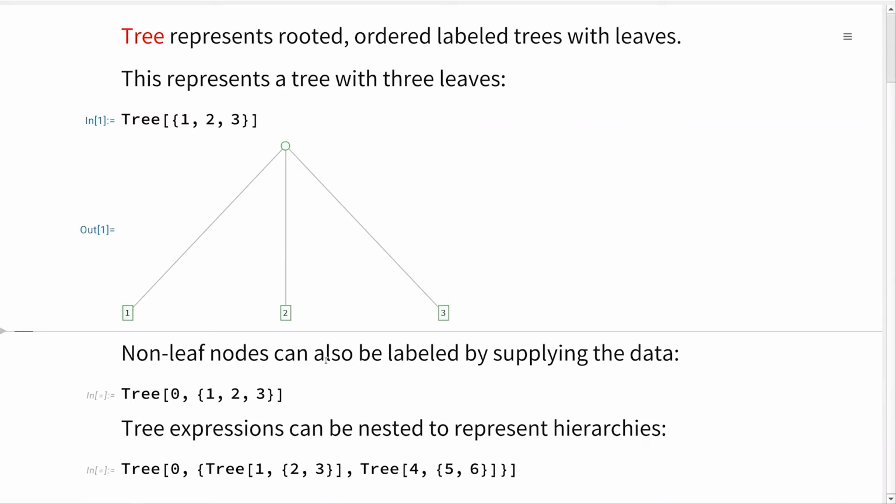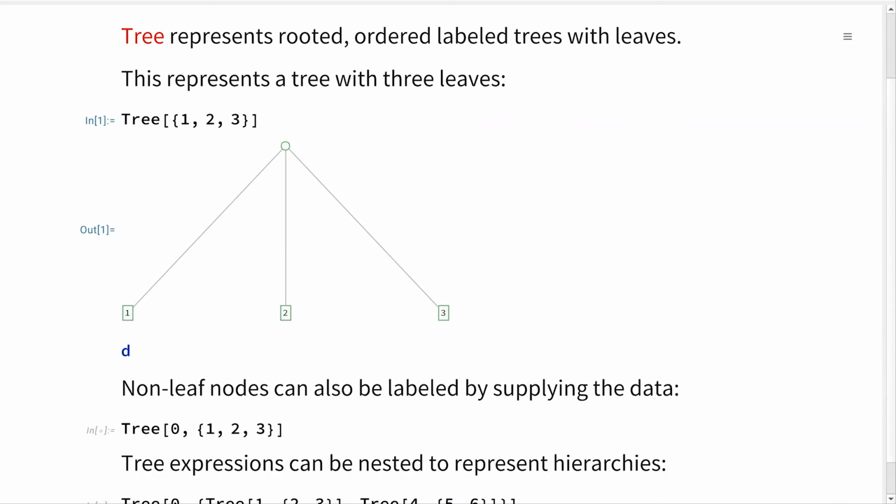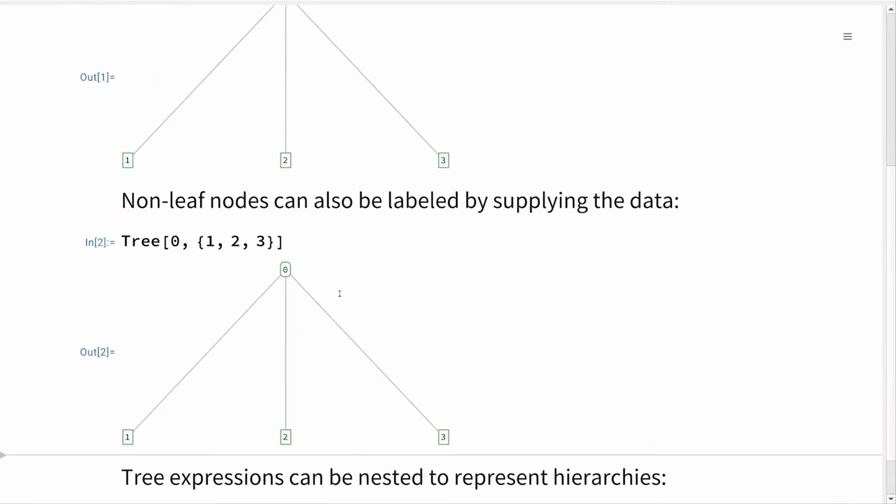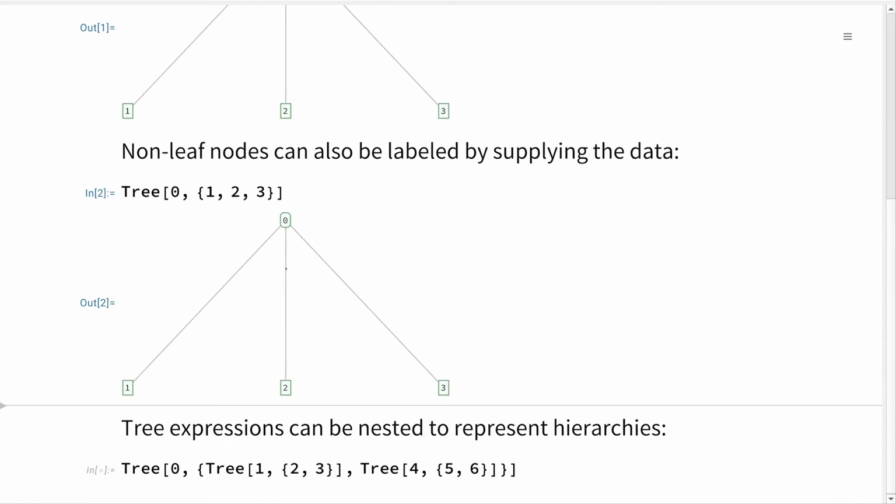All non-leaf nodes can also contain data, not just the leaf nodes. So the way that's done is by giving an optional first argument to Tree. If you do Tree of 0, comma, this list, and evaluate that, there we see we get a similar tree with 3 children, which are the leaves 1, 2, and 3, but now the root node additionally has this data 0. By the way, is this big enough?